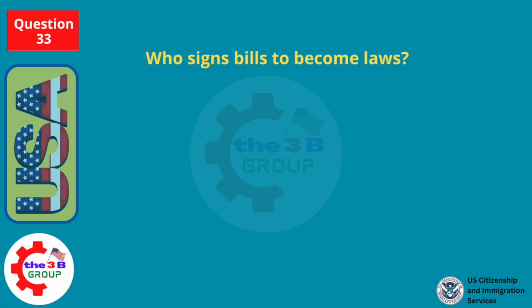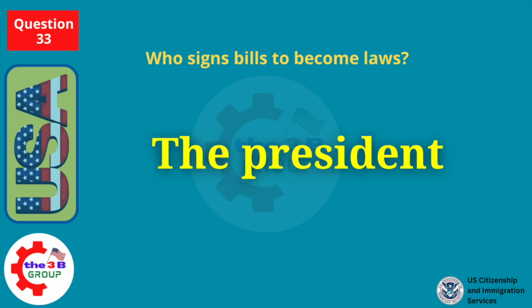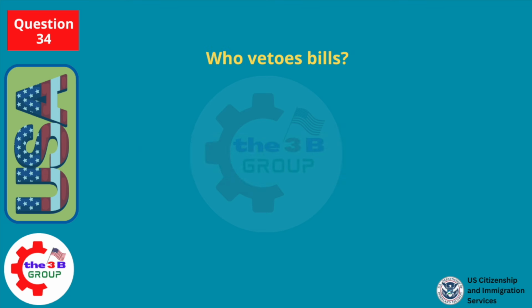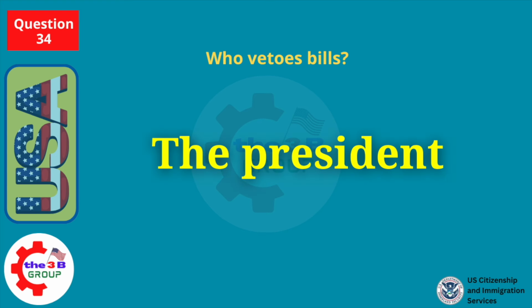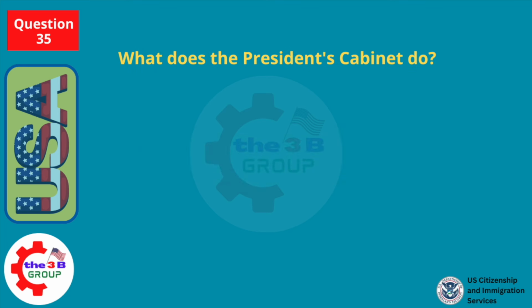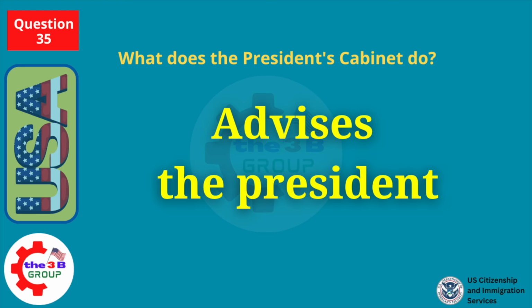Who signs bills to become laws? The President. Who vetoes bills? The President. What does the President's cabinet do? Advises the president.